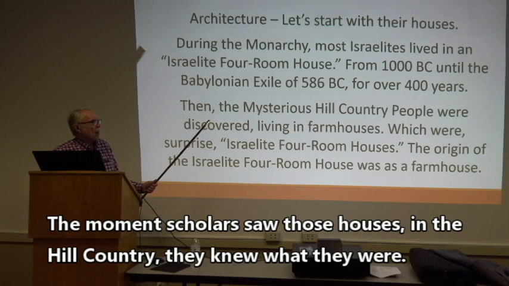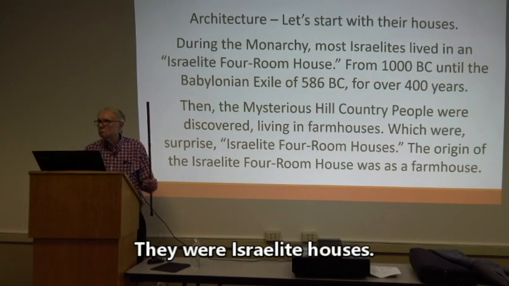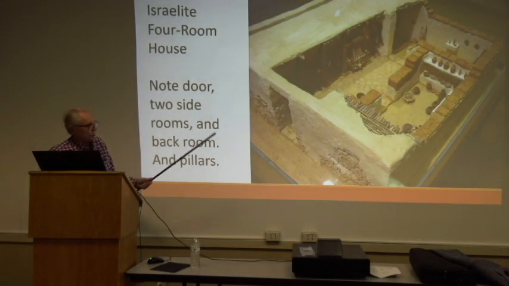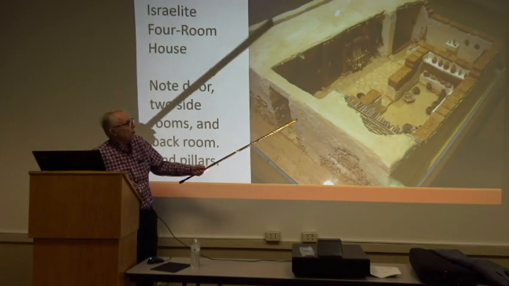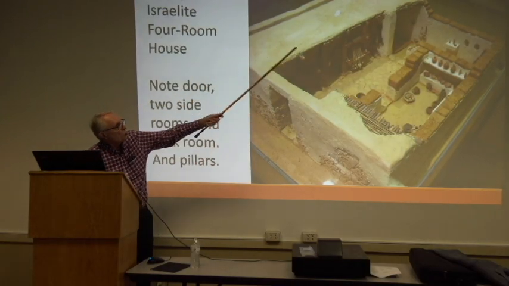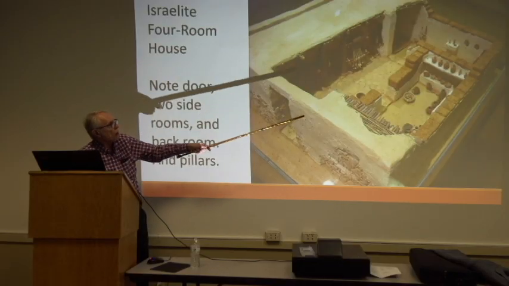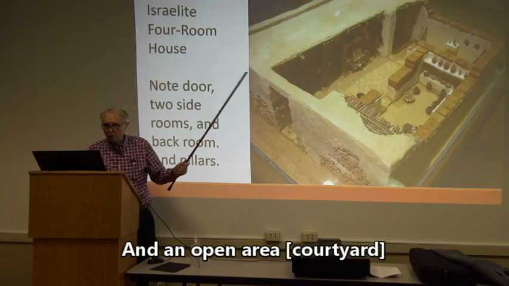The moment scholars saw those houses in the hill country, they knew what they were. They were Israelite houses. Here's an Israelite four-room house. It's a little complicated, but there's a room at the back across the width, and then there's a room on each side and an open area.